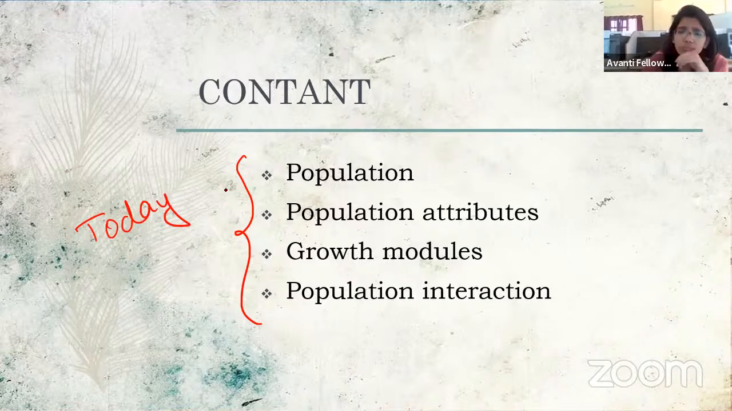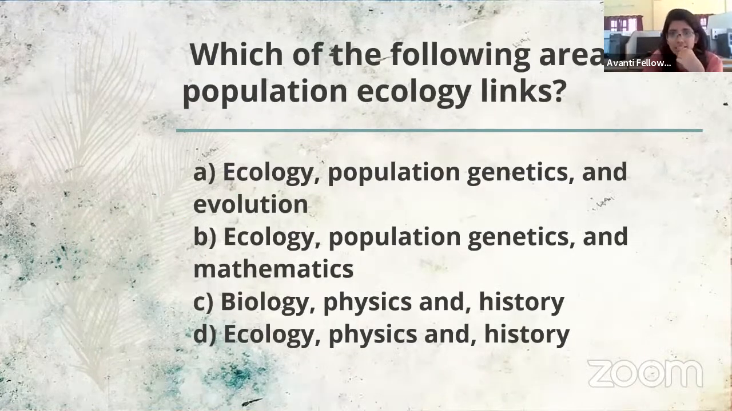Okay. So before going to today's class, just answer me: which of the following areas does population ecology link? Option A, ecology, population genetics and evolution. Option B, ecology, population genetics and mathematics. Option C, biology, physics and history. Option D, ecology, physics and history. So the question is, which of the following areas does population ecology link?